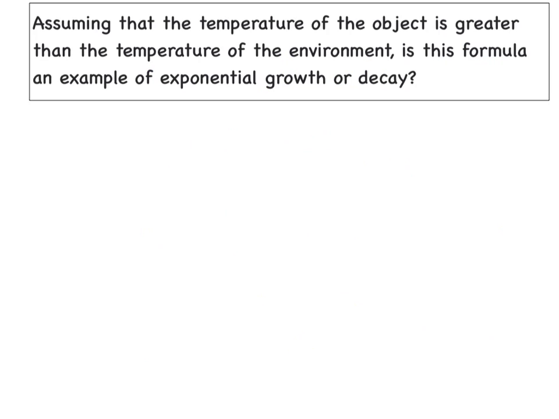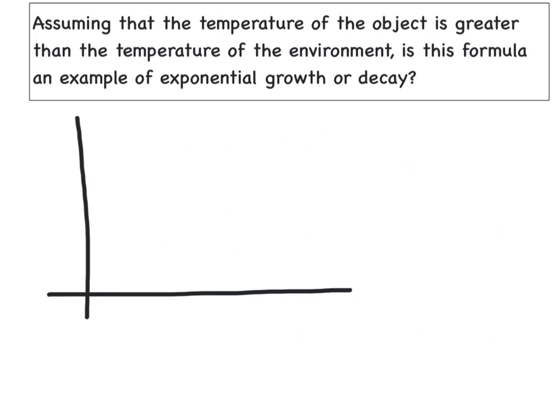So here's a thought-provoking question. They said, assuming that the temperature of the object is greater than the temperature of the environment, is this formula an example of exponential growth or exponential decay? And I think to give ourselves a little visual image, and hopefully you've already got an answer in your back pocket here, picture the CSI problem we looked at where we said, okay, here's the room temperature, or the temperature of the environment, and here's the initial temperature of the object, and how that's going to decrease and approach but never actually touch that asymptote.